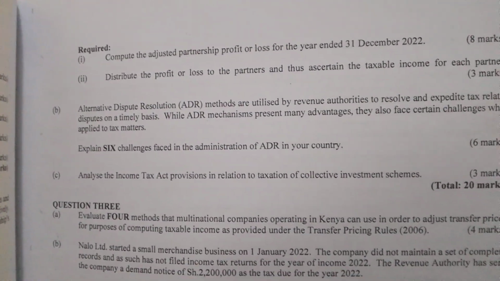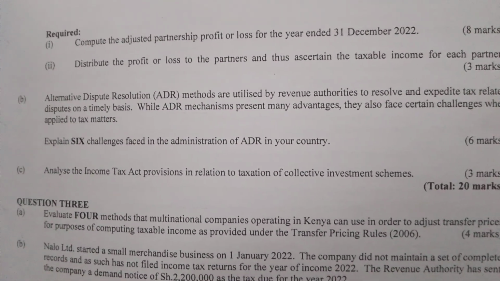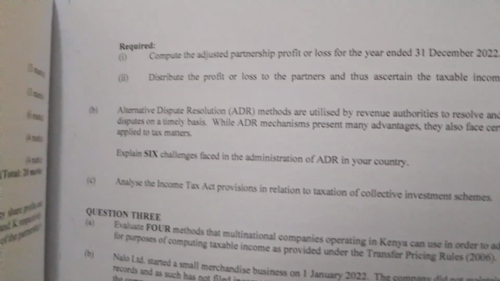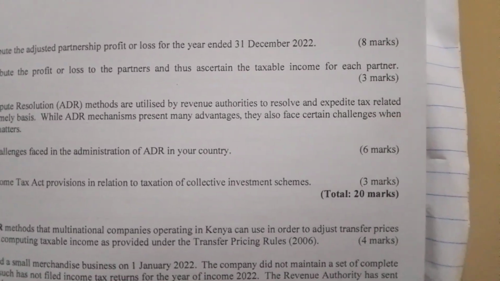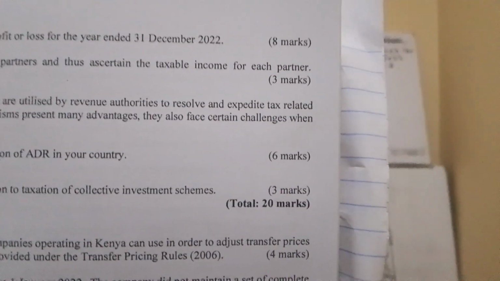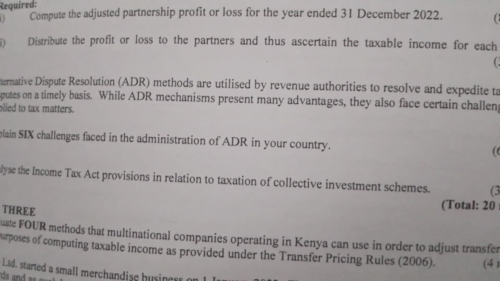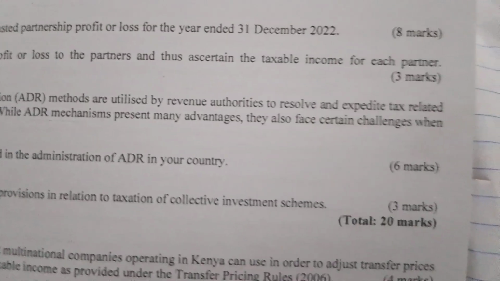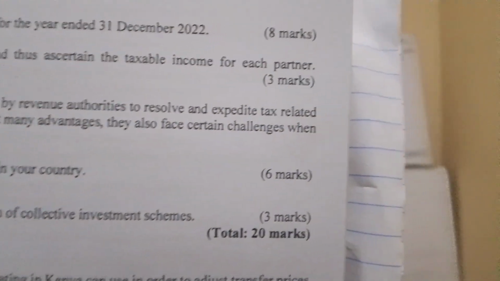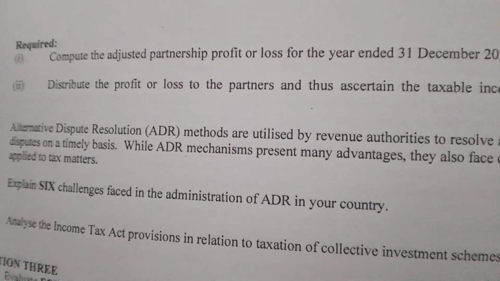Then you are required, you can look at the requirement there: compute the adjusted partnership profit or loss for the year ended 1st December 2022. Then distribute the profit or loss to the partners and thus ascertain the taxable income for each partner. So that is it. The whole question is there.